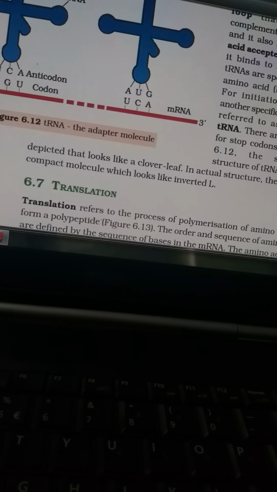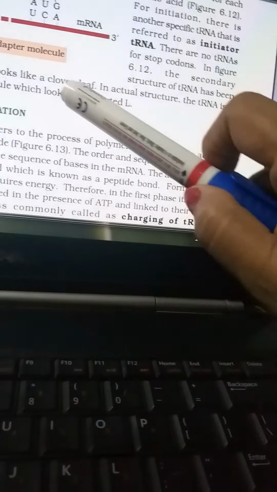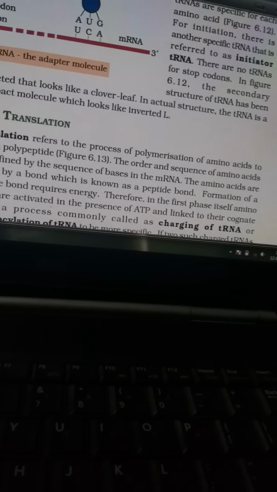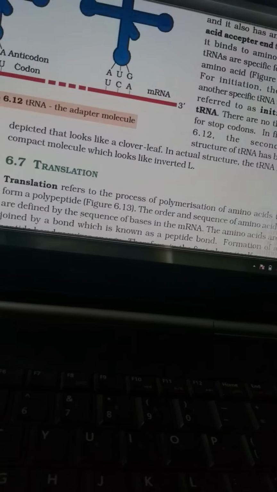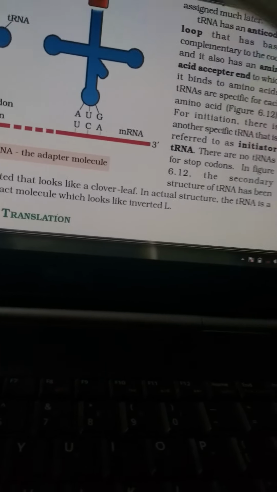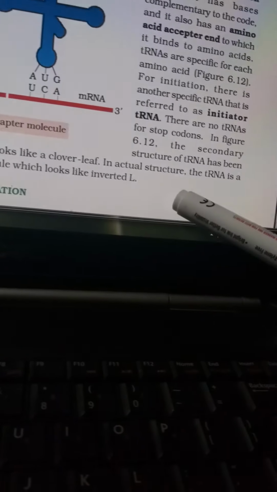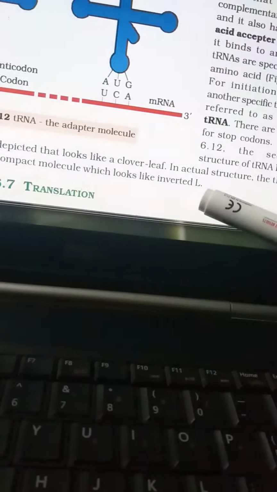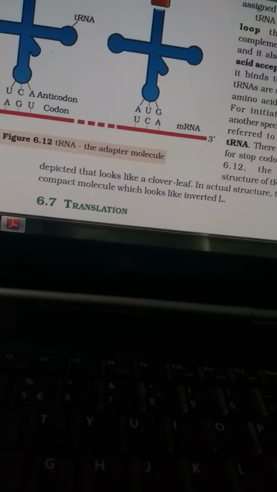So in the figure the secondary structure of tRNA has been depicted. It looks like a clover leaf. Whatever the structure you had, basically it is known as a clover leaf structure. See, this structure of tRNA is known as a clover leaf structure. Now, in actual structure the tRNA is a compact molecule which looks like an inverted L. Basically when we write it, we write it as an inverted L.